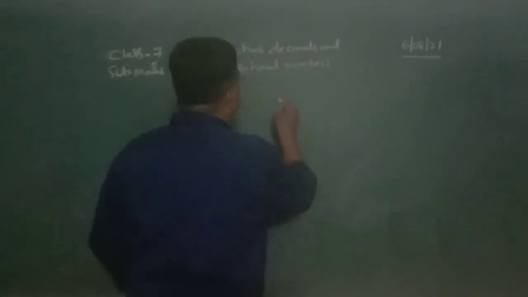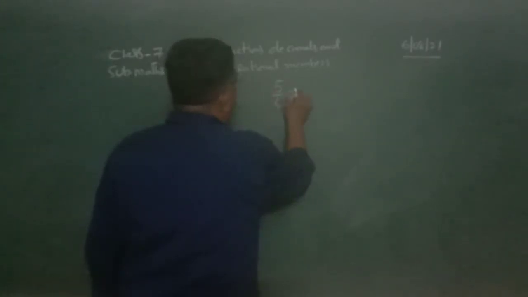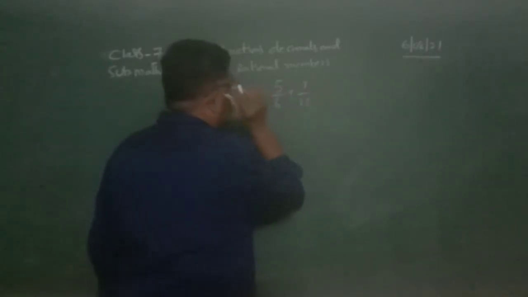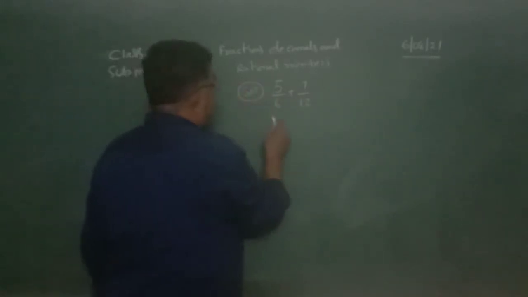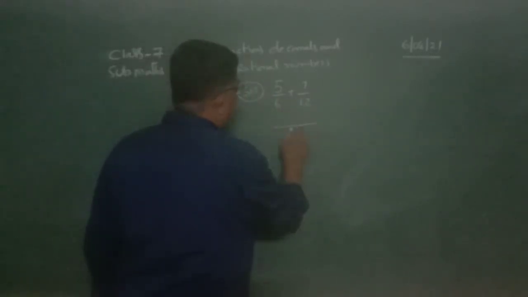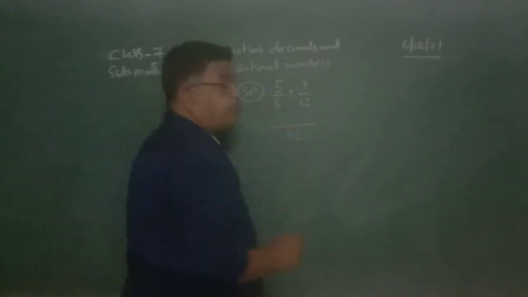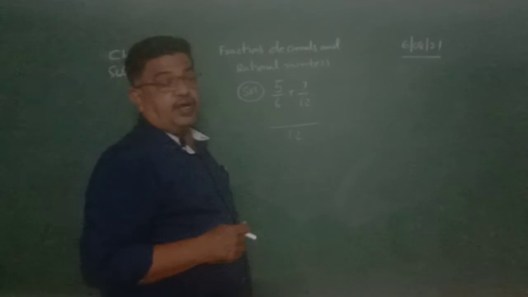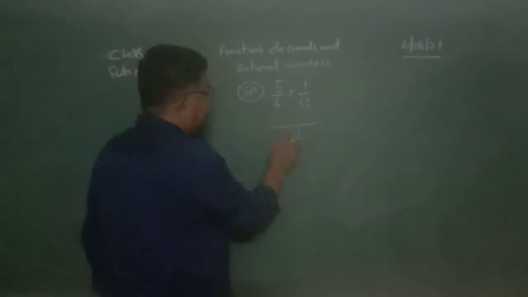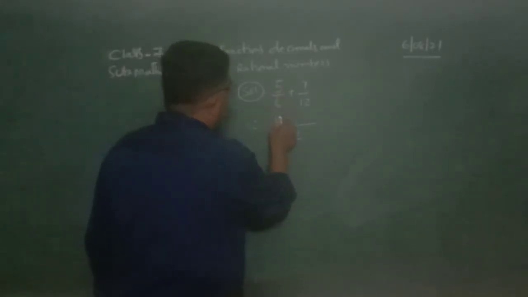5 by 6 plus 7 by 12. Now observe the denominator. First step, as it is. LCM of 6 and 12 is 12, since 12 is a multiple of 6. 6 ones are 6, 6 twos are 12. So 12 is a multiple of 6. So 6 divides 12 2 times. So 2 into 5 is 10.